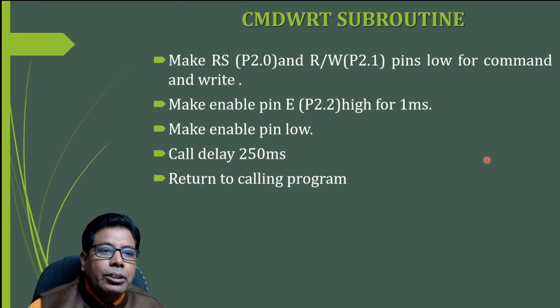Then the command write subroutine. In the command write subroutine, we have to write the command to the command register. So that's why we'll have to make RS, that is pin number 2.0, and RW, these 2 pins, low, they are 0 for the command and write. So RS equal to 0 means it will select the command register, and RW equal to 0 means it will select the write operation.